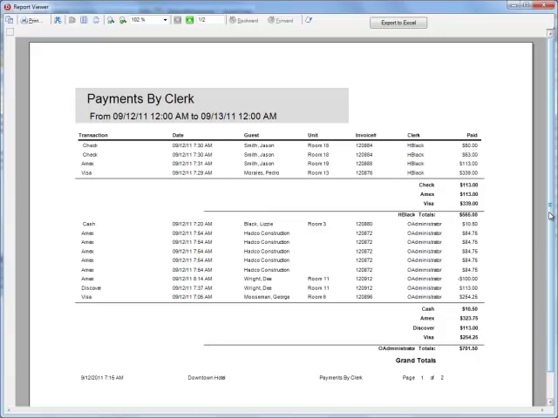The Payments by Clerk report is a great report to look at to determine the amount of money being paid upfront online through the guests paying their deposit due. This is not the total amount of money they will pay by checkout. This is simply the deposit they paid online at the time of booking.